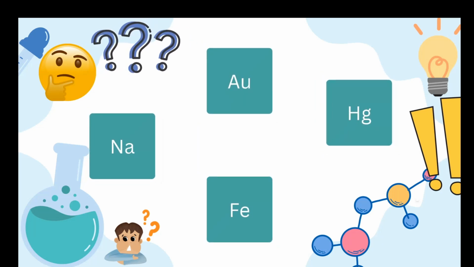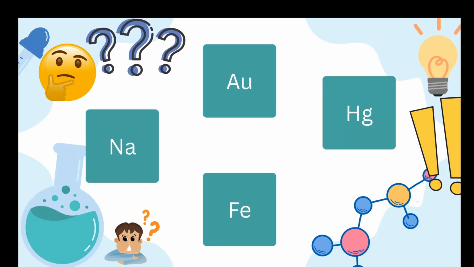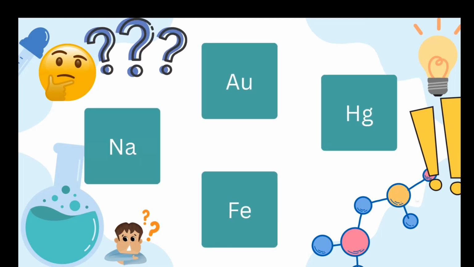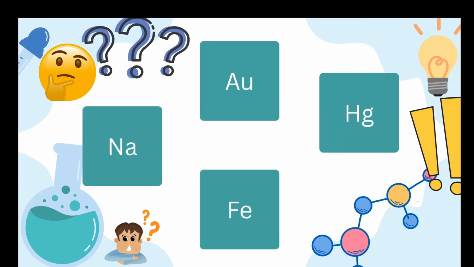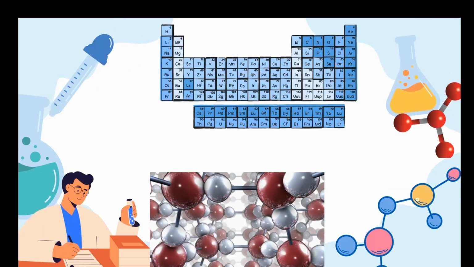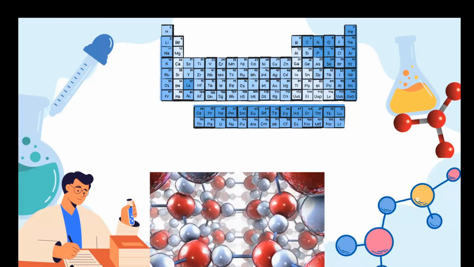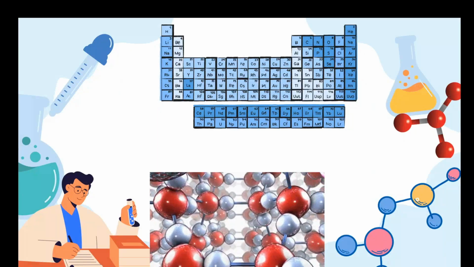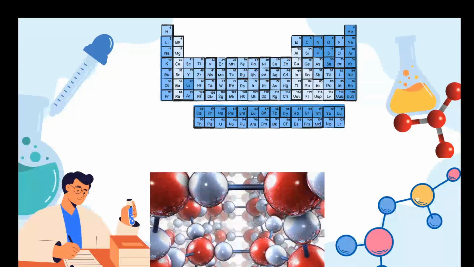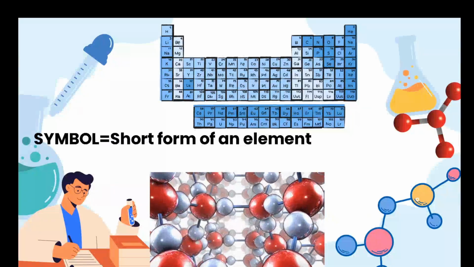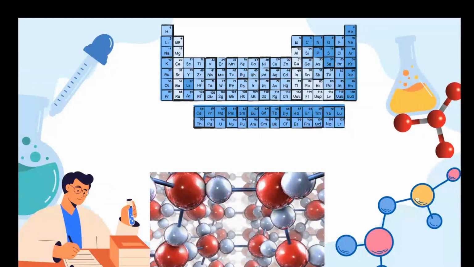Imagine writing the full names of elements every single time in chemistry would have been such a tedious job. So scientists created a shortcut language called chemical symbols. Just like your nickname represents you, a symbol represents an element. So a simple definition for symbol is that it represents an element. It is a short form of an element.